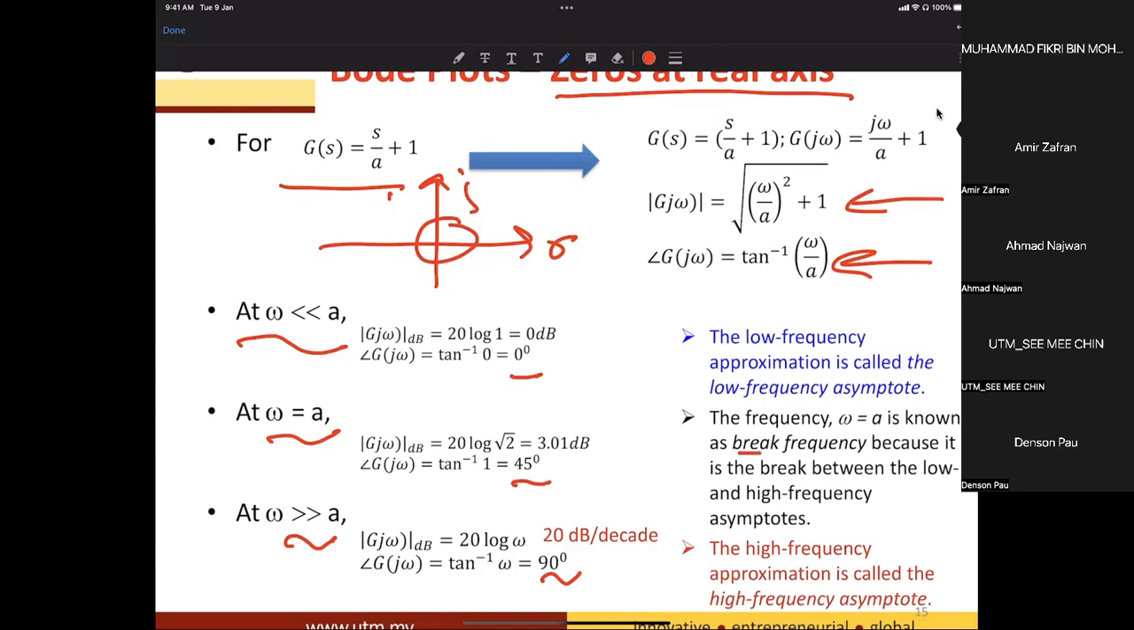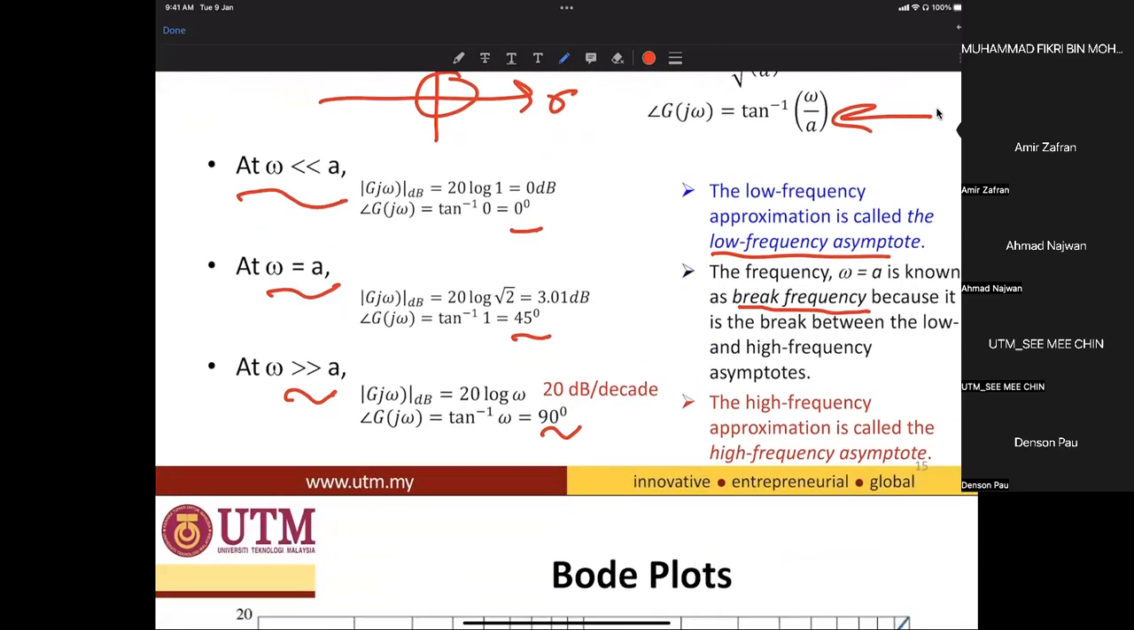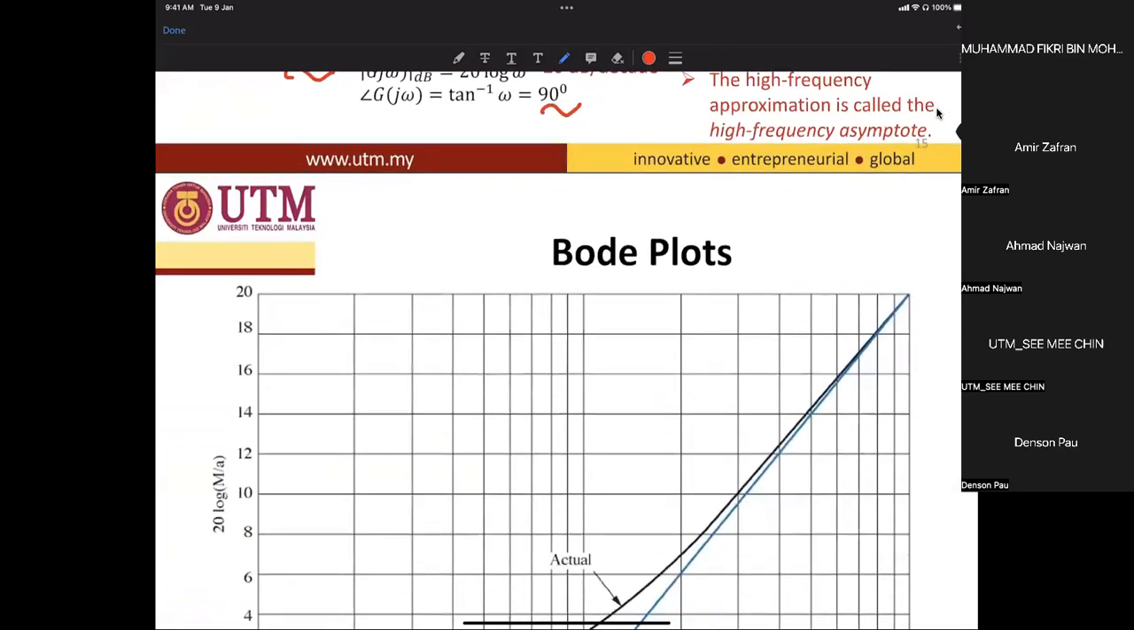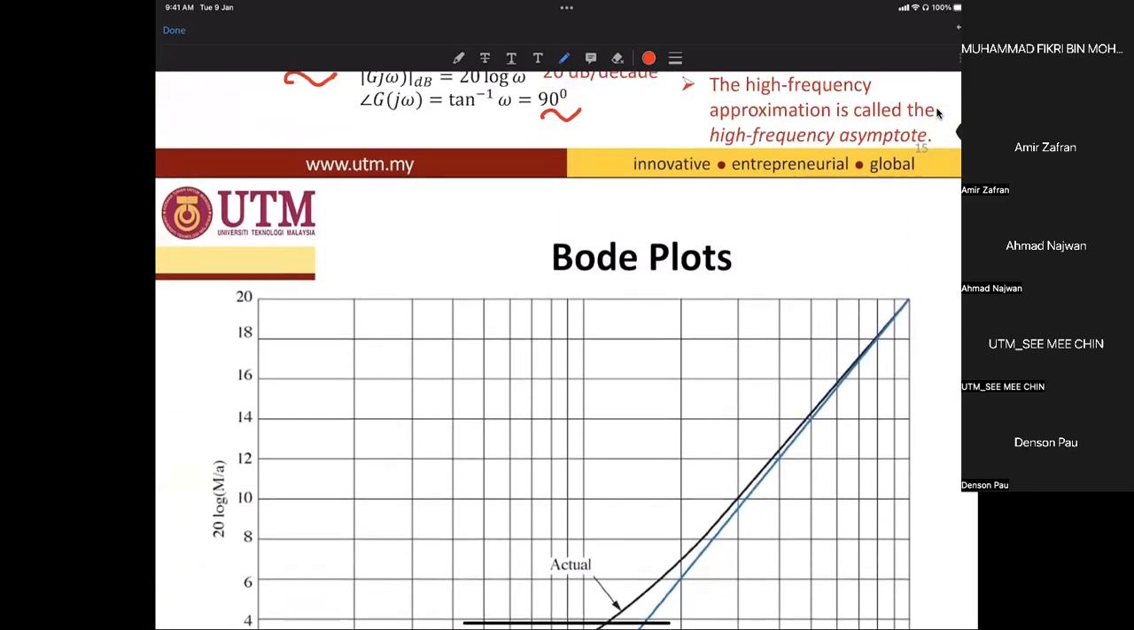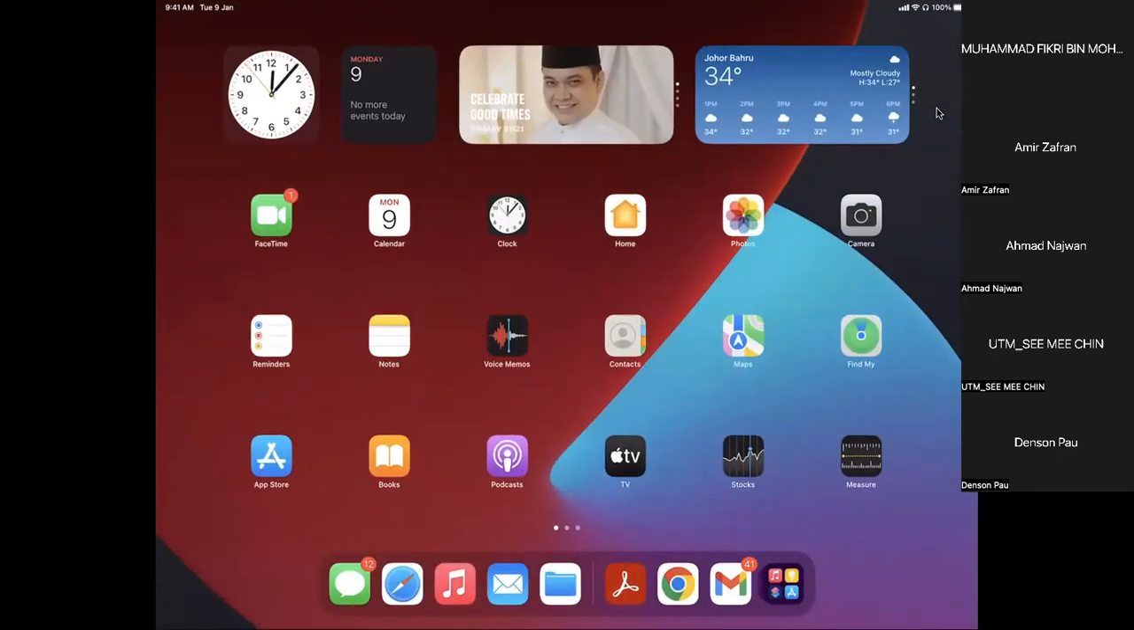And 45 degrees we call the break frequency or corner frequency, because the response starts to change from 0 to a value. The lower one we call the low frequency asymptote. So between the low frequency asymptote and the high frequency asymptote, we have a corner frequency.